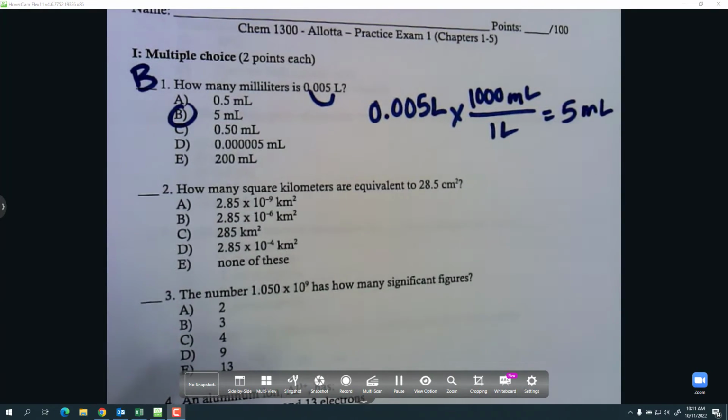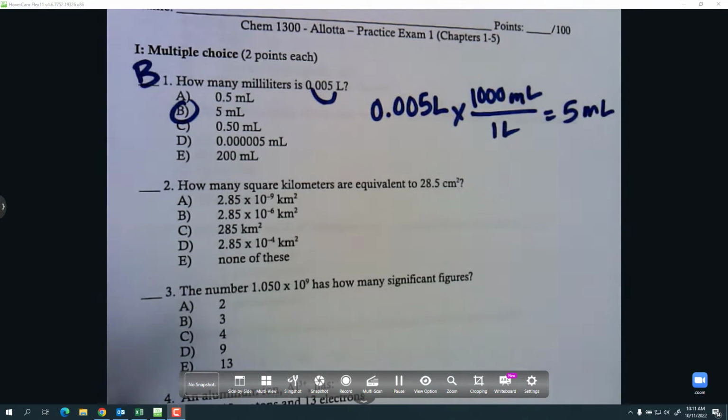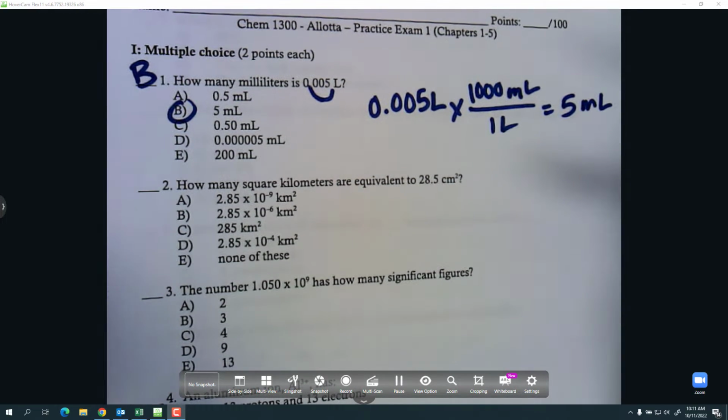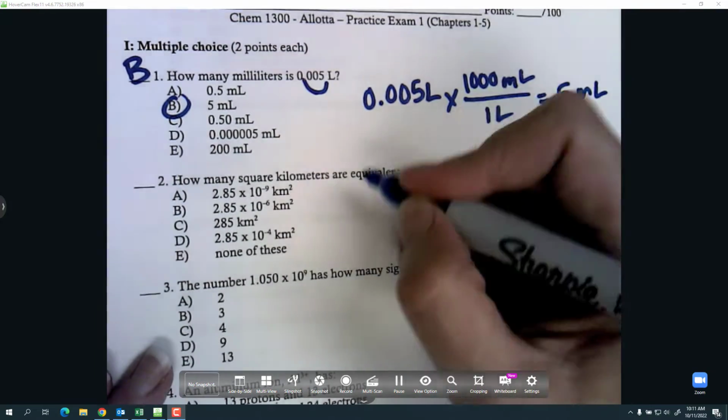Now, the next one is similar, except there's a couple of things. For one, I'm going all the way from centimeters to kilometers, and so through the base unit and beyond, I'll sort of break it up into steps. But also, because of the squared, I need to consider that. So let me just show you what I mean.